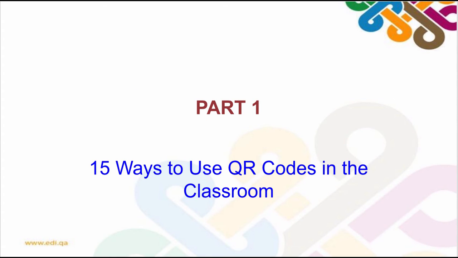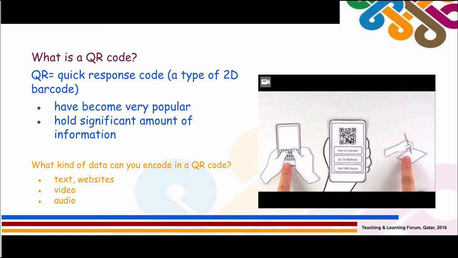Part 1. 15 Ways to Use QR Codes. What is a QR code? A QR code is a type of 2D barcode. They have become very popular. In a QR code, you can encode text, websites, video resources, or audio resources.